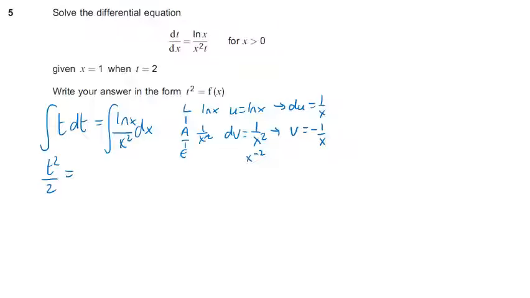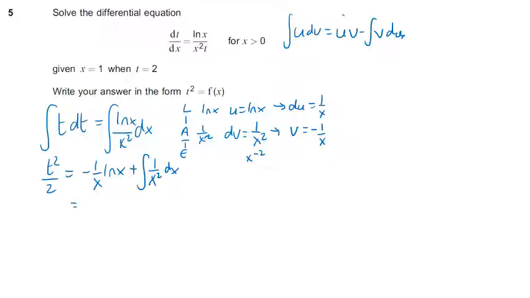And the by parts formula is this. So I want u times v, so that's minus 1 over x times ln x, and then minus the integral of v times du, so that's going to give minus 1 over x squared. So I'll make that minus a plus in front of the integral.